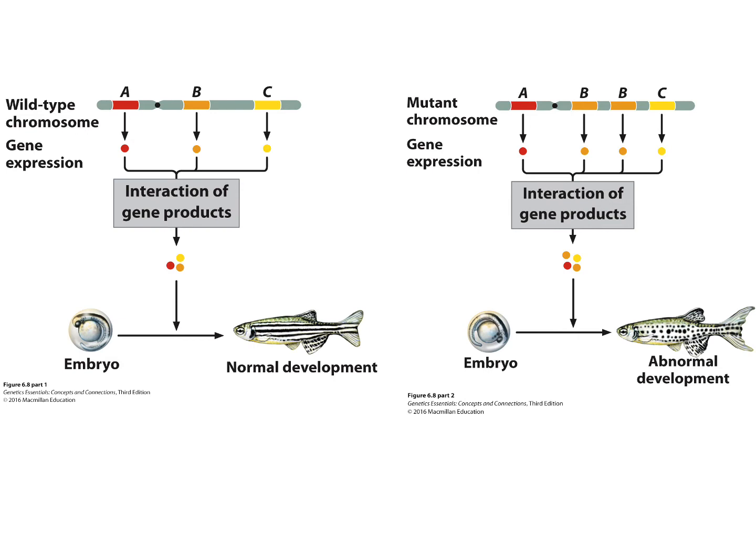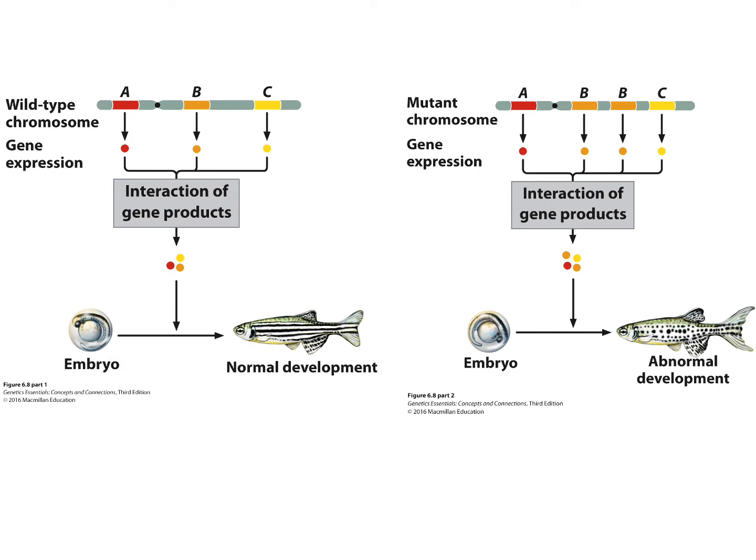This is another example of evolution in action with duplication and divergence of genes. In the left-hand panel, you see a wild-type chromosome with genes A, B, and C. In this example, the expression of those genes and the protein products in particular interact in a specific way during embryonic development in this fish.